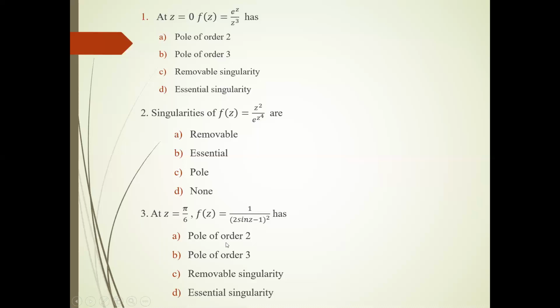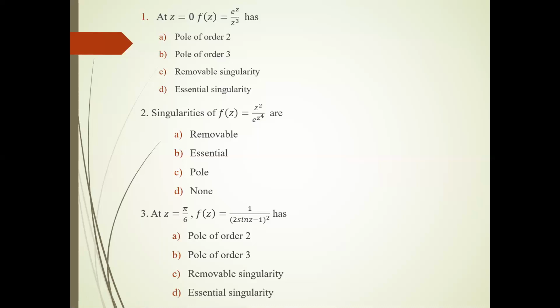Question number 3. At z is equal to pi by 6, f(z) is equal to 1 upon (2 sin z minus 1) bracket square has, there are 4 options. Option 1 is what? Pole of order 2. Option 2, pole of order 3, option 3 removable singularity, and option 4, essential singularity.